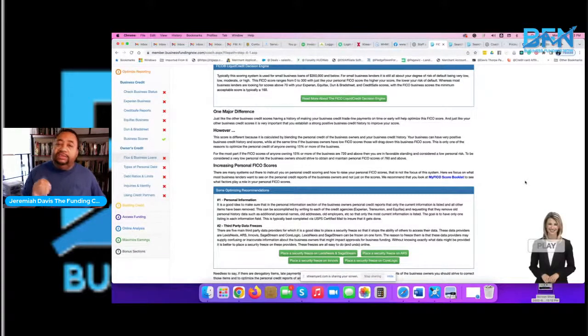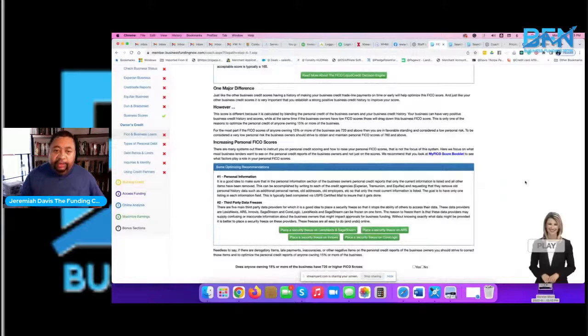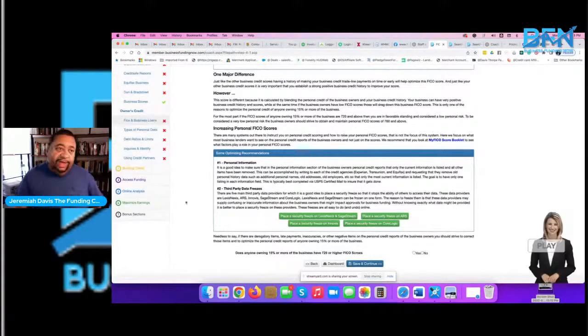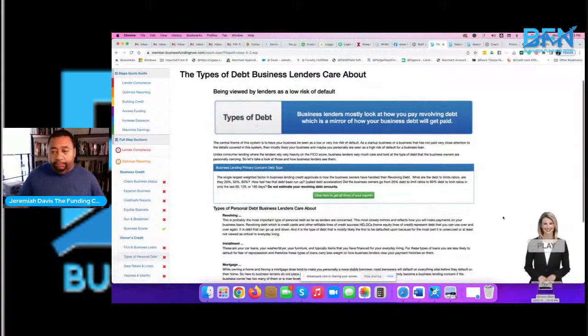But obviously, this is information that you need to look into and understand before you apply. That's the whole concept, having all the information available to you so you know that you're going to get approved before you apply. So we definitely want to take a look at that. All right, types of personal debt. Why is this important?